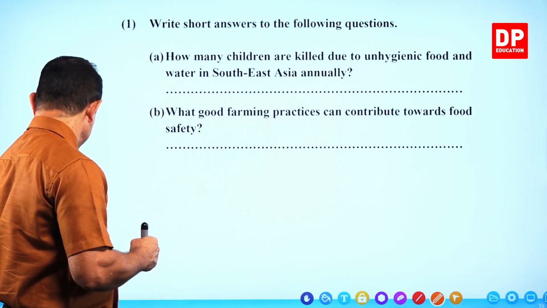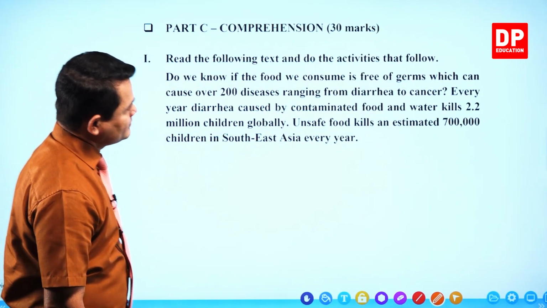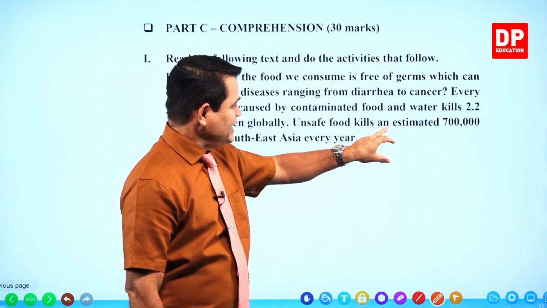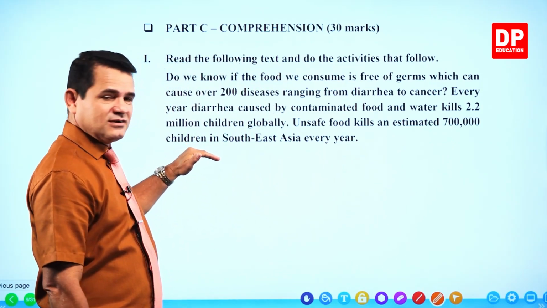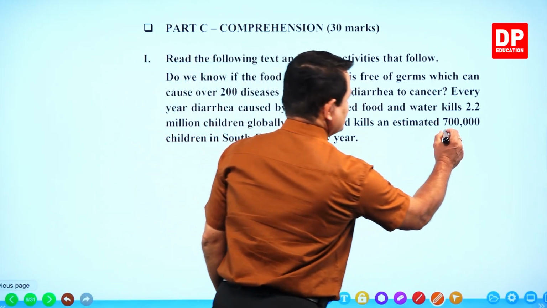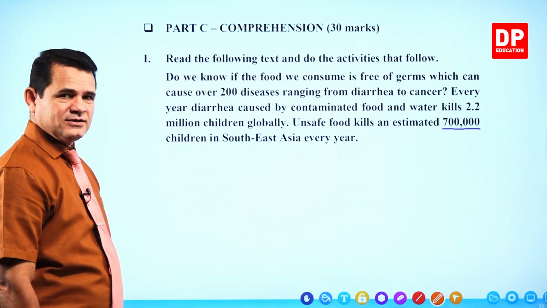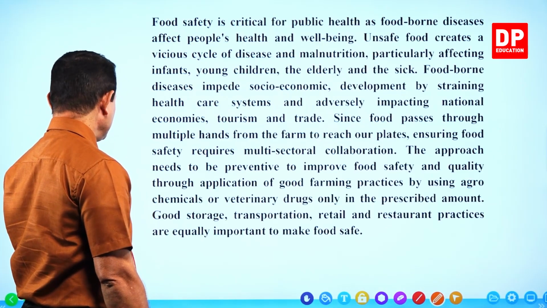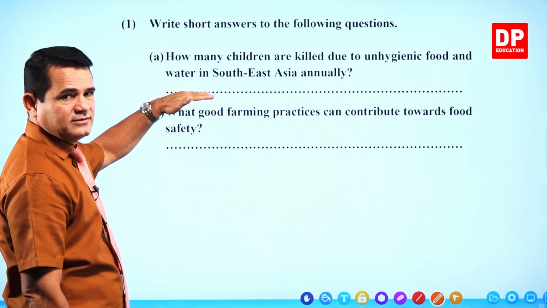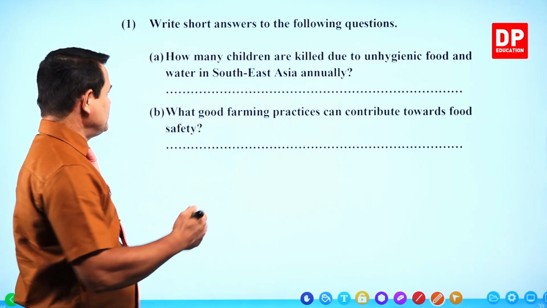So you could see it in the paragraph. Now here, unsafe food kills an estimated 700,000 children. උත්තරේ මෙතන තියෙනවා. Then the answer is actually 700,000. ලක්ෂ 7ක් children. So the answer here, you can give short answers. It says they are expecting us to write short answers. කෙටි පිළිතුරු ලියන්න කියන්නේ. So you can simply say 700,000. That's also all right.